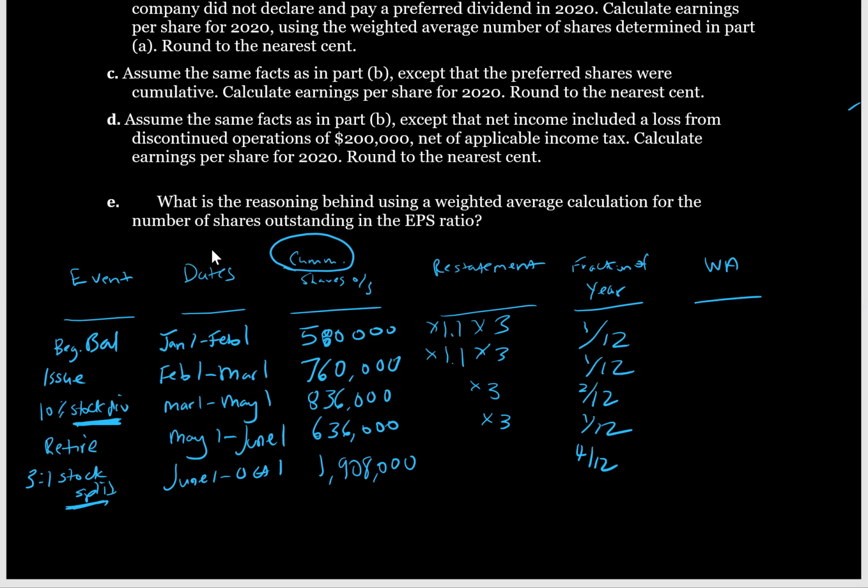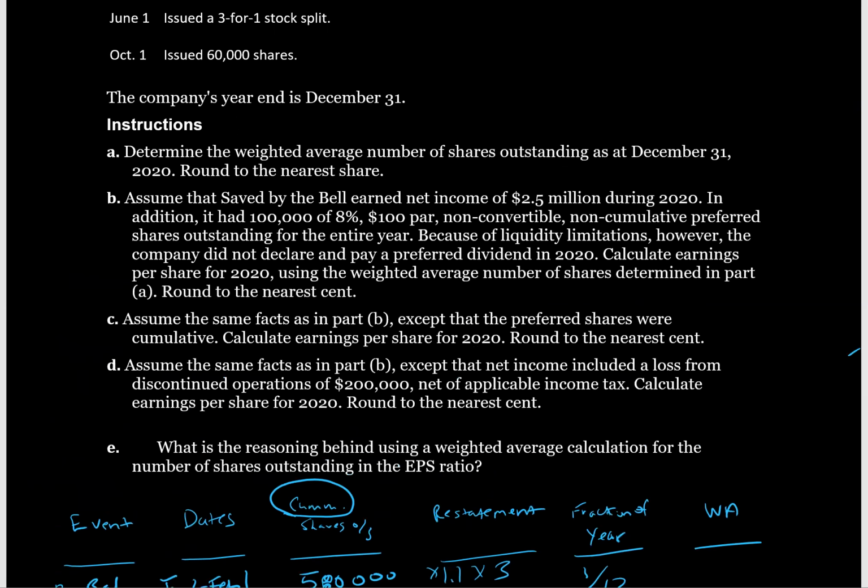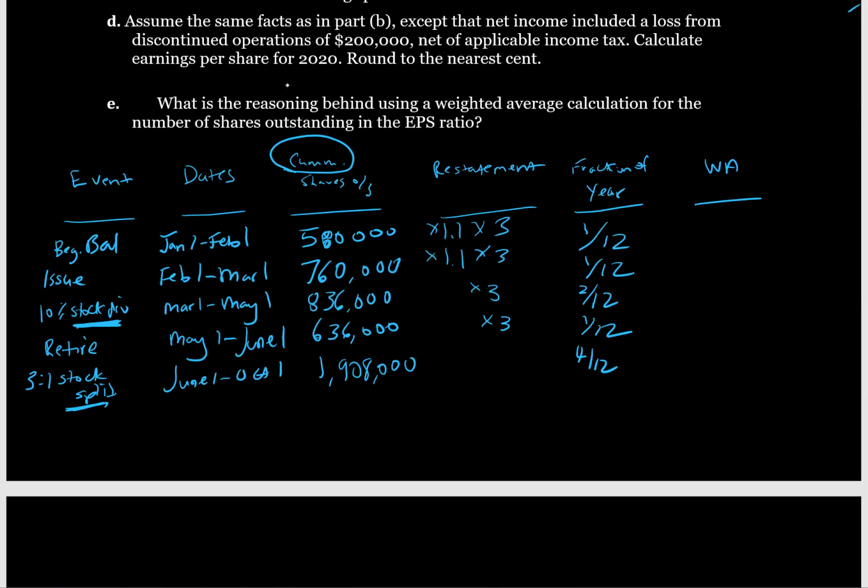Okay, so we got that. And I think there's one more transaction, is there? Yeah, October 1st, we're going to issue 60,000 shares. So this is going to be October 1st to December 31st, and we're going to add 60,000. Remember, this is cumulative, super important.